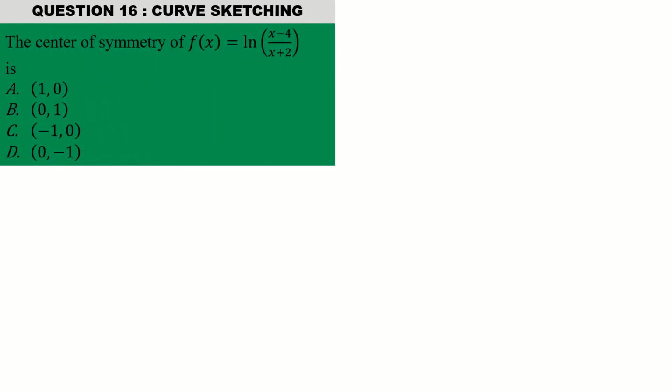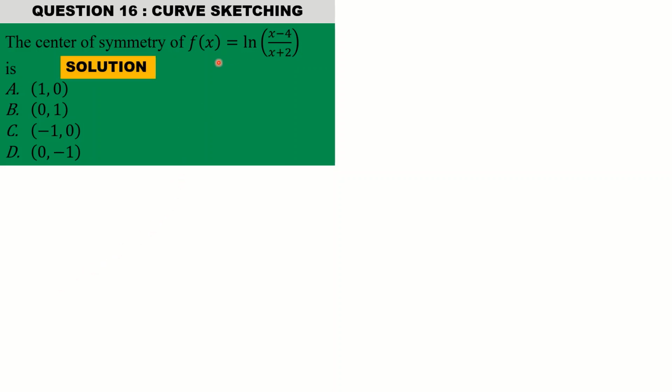So we are going to continue with the next question, which is question 16. It came from the topic curve sketching, and the question reads: the center of symmetry of f of x equal to ln of (x minus 4) divided by (x plus 2) is. You have been given the various options A, B, C, and D.